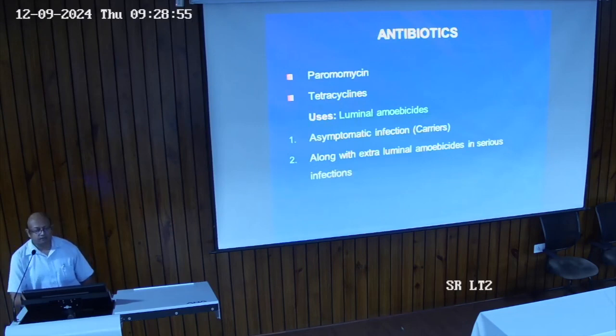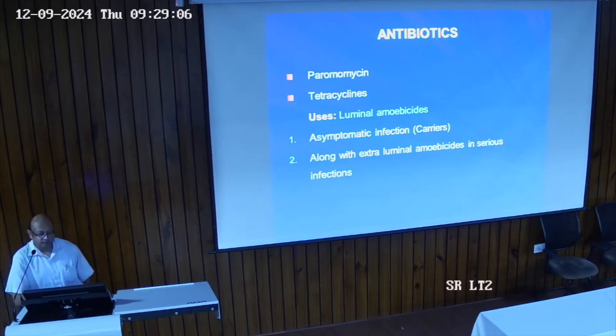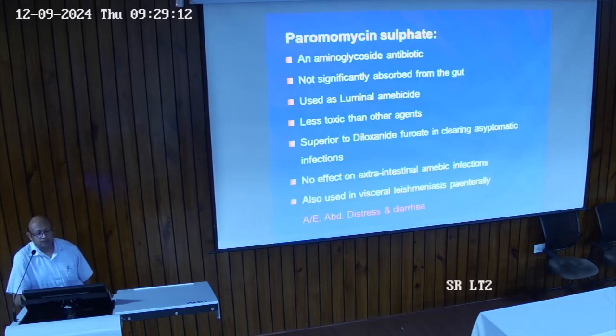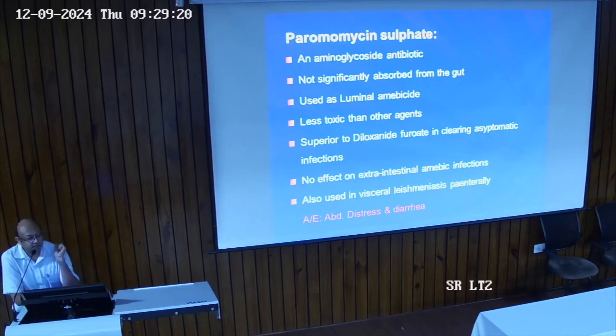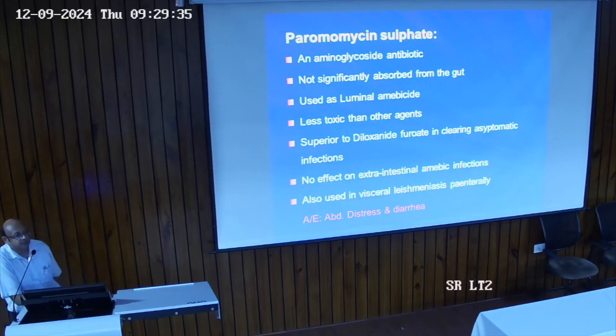Coming to the antibiotics, paromomycin and tetracycline are the two antibiotics which are given, used in asymptomatic infection along with extraintestinal amoebicides in serious infections. The role is very small. Paromomycin sulfate is an aminoglycoside antibiotic, not significantly absorbed from the gut, used as a luminal amoebicide, less toxic than other agents, superior to diloxanide furoate in clearing symptomatic and asymptomatic infections, with no effect on extraintestinal amoebic infections. It is also used parenterally in visceral leishmaniasis. Adverse events are abdominal distress and diarrhea.